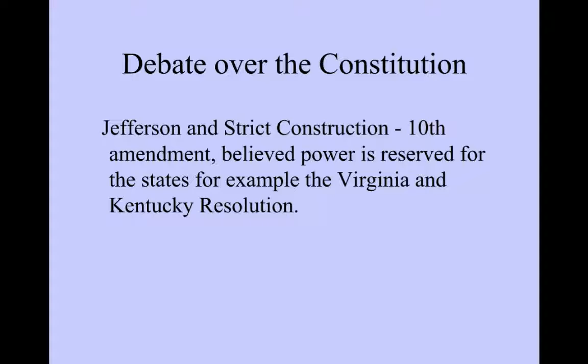Jefferson said it's the states. John Marshall is going to say it's the federal government, specifically the Supreme Court, which is a branch of the federal government. So strict constructionists of the Constitution believed in limiting the power of the federal government. Doesn't that make sense? These are the same guys who fought the American Revolution. They're still fearful of a strong federal government.